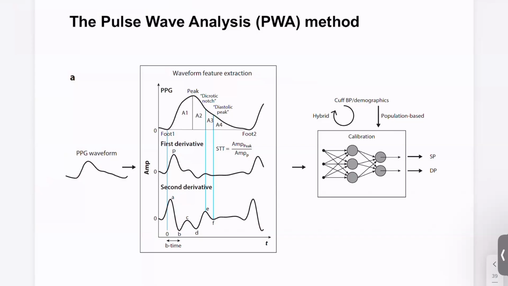Then we also look at the first derivative to find different features. Then we feed everything into a machine learning model. From there, we can get systolic pressure and diastolic pressure. So these are just some emerging methods still under development. There's a lot of ongoing work to make this method more reliable.